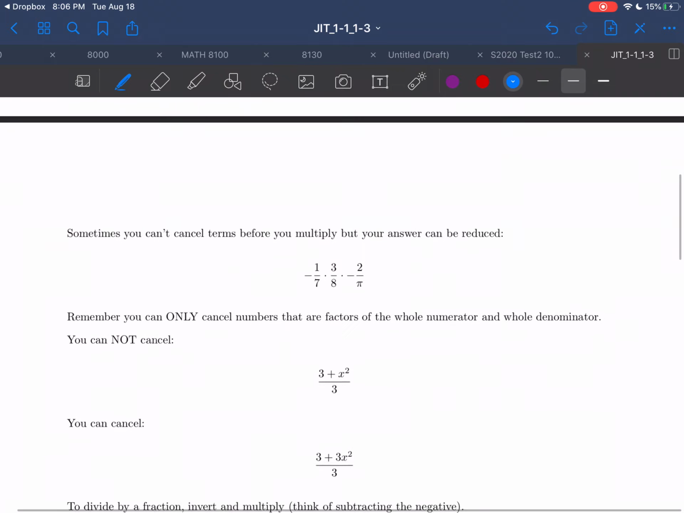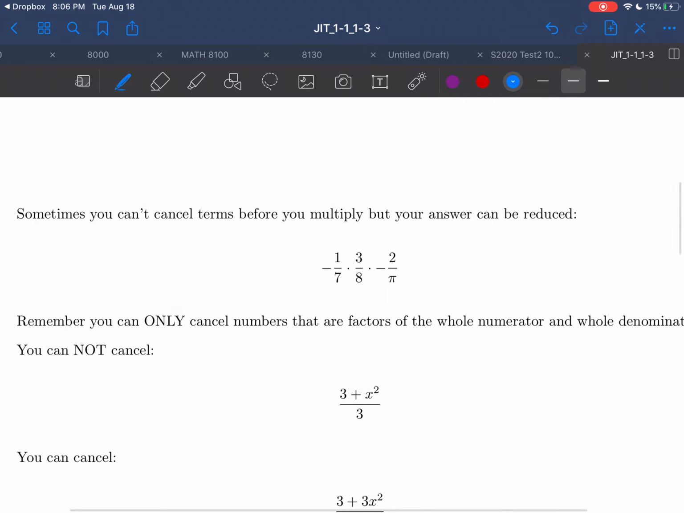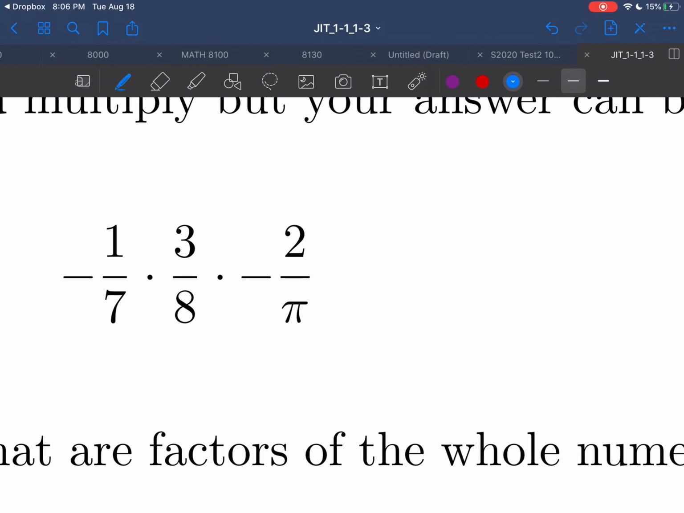Sometimes we can't cancel terms before we multiply, but after we finish multiplying, then our answer can be reduced. So this is one of those cases. We've got a negative number here times another negative, so our answer will be positive, because those will cancel out. And we can multiply across, and we go 1 times 3 times 2 is 6.